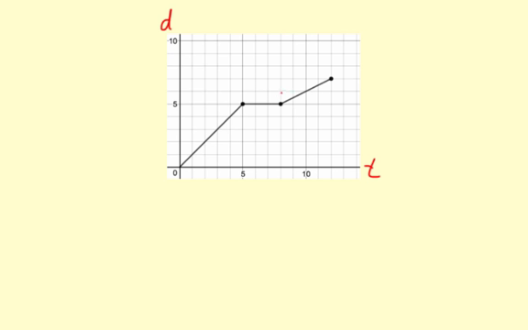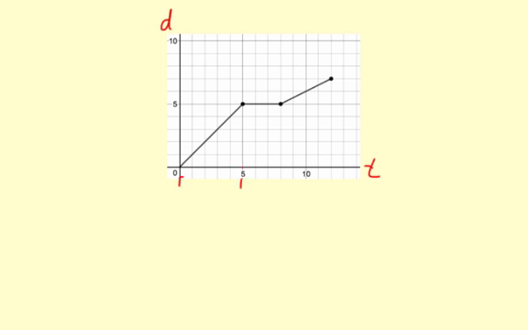So my first question is, if this is distance versus time, where is the person traveling the fastest? Let's say they're walking to school or some such thing. You want to look for the greatest rate of change, and that's between 0 and 5. So it would be this part of the graph, walking the fastest.